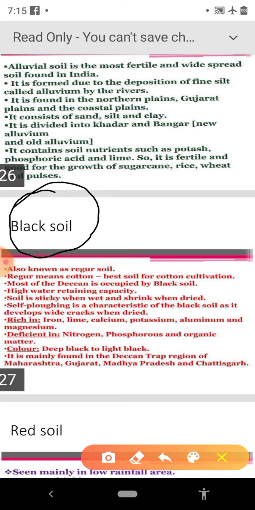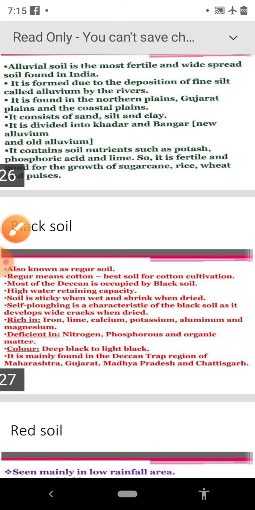Now, with regard to the formation of the black soil, this soil has been formed due to the weathering of lava spread over large areas during volcanic activities in the Deccan Plateau, it is better to say in the Deccan Trap area. So this variety of soil has been formed under different climatic conditions. Now we'll discuss the features of the black soil.